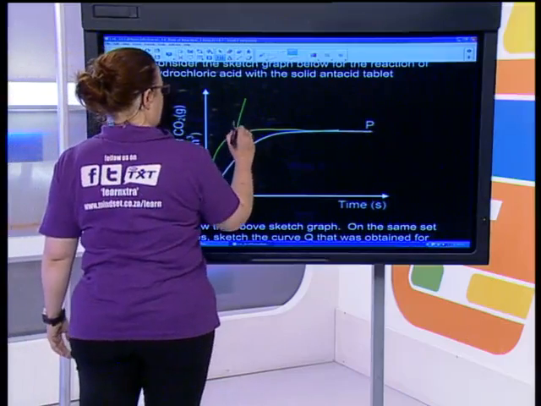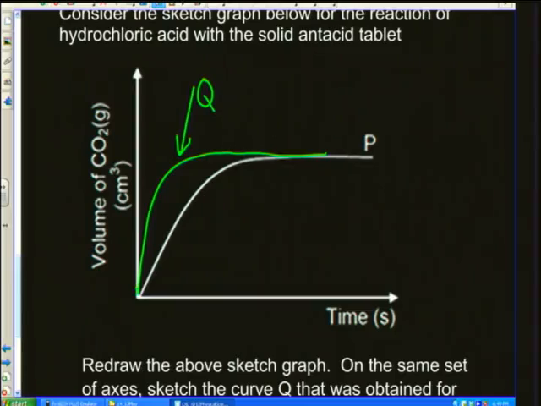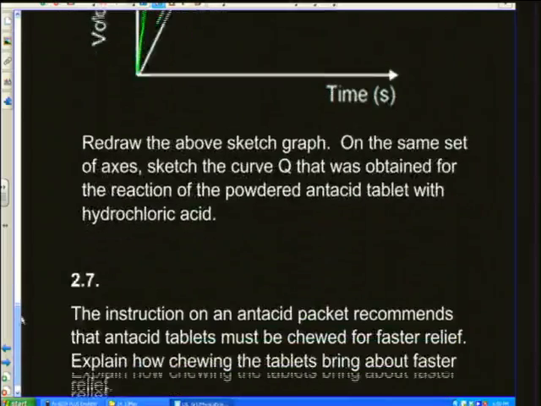Guys, that is graph Q. You must label it, and you must have graph P on your original graph. Otherwise, there's nothing to compare it to. Make sure they are labeled. Very, very important. All right.